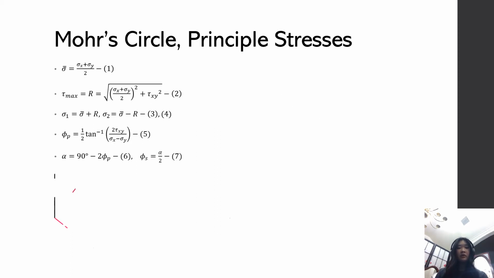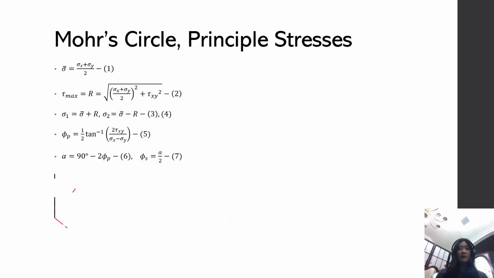Lastly, we draw a Mohr's circle for element F and the principal stresses acting at element F. To do this, we follow the same steps that we did on the previous slide. First, we find the center of Mohr's circle using equation 1. Then we find the maximum shear stress acting at element F using equation 2. Next, we find the principal stresses acting at element F using equations 3 and 4. And finally, we find the angle at which the principal stresses are acting using equations 5 through 7.